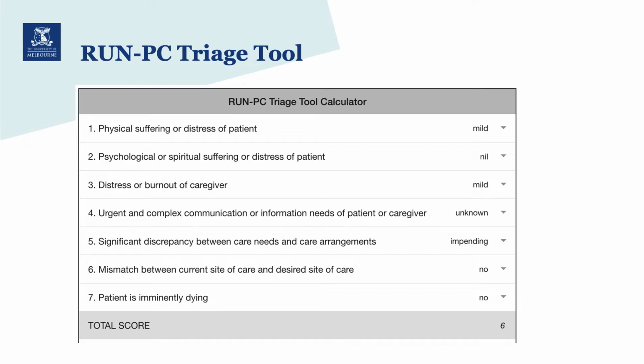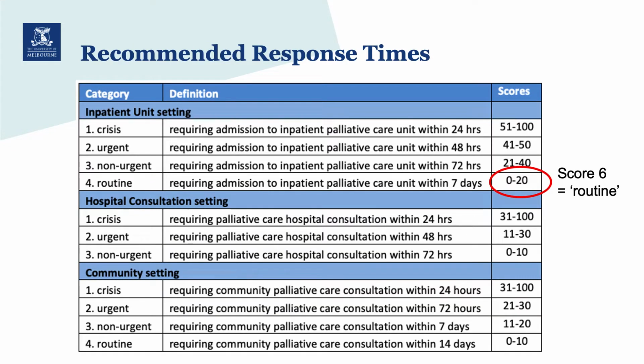So that gives a score of 6 at the bottom there, putting it into the routine category, admission within 7 days ideally. So you're going to be talking with this family about the timing, what day of the week is it now, when are they planning to go away.